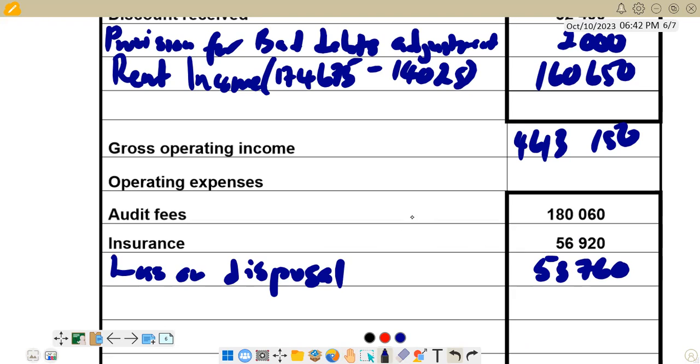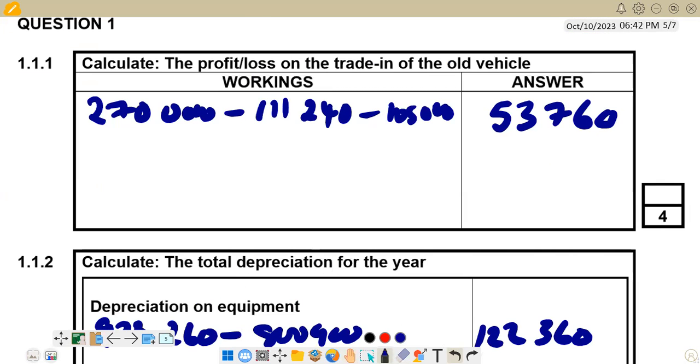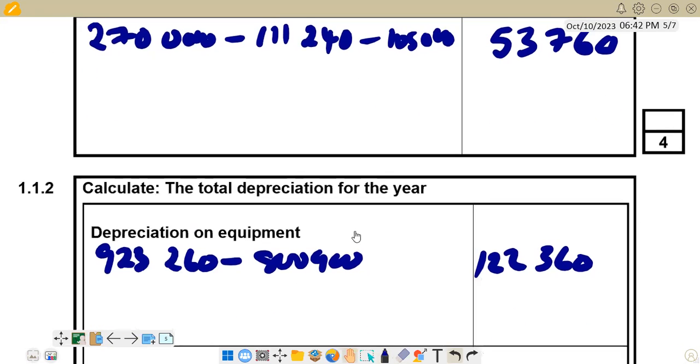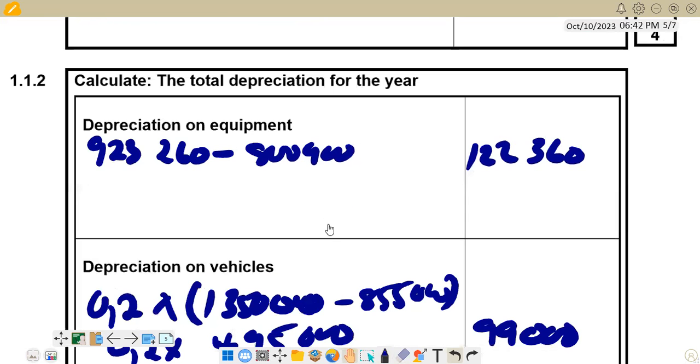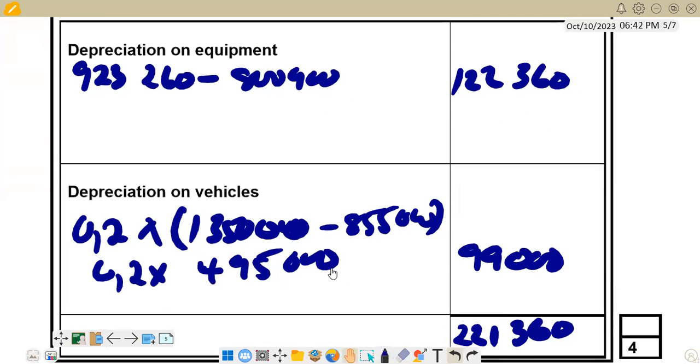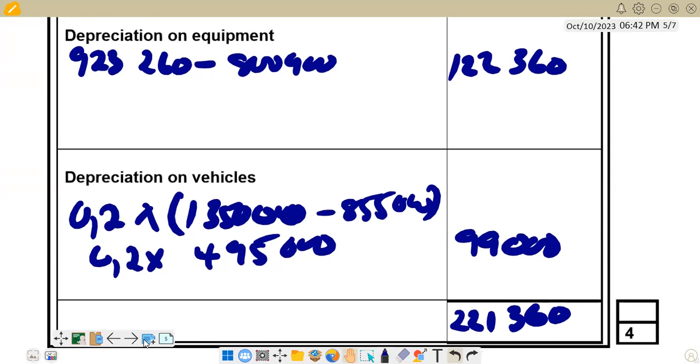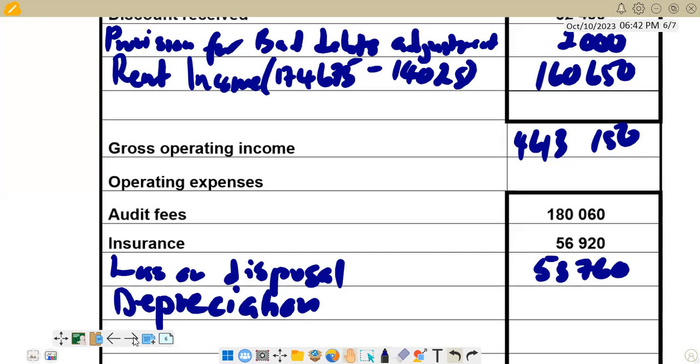any other expense. Remember, we also calculated depreciation. We already calculated it there. Depreciation, we can enter it again and go back to check the figure that we found for depreciation here. It's here on 1.1.2. We calculate depreciation for equipment, and then we calculate depreciation for vehicles. We added the two, we got 221,360. So those are the ones that we calculated on the previous questions.